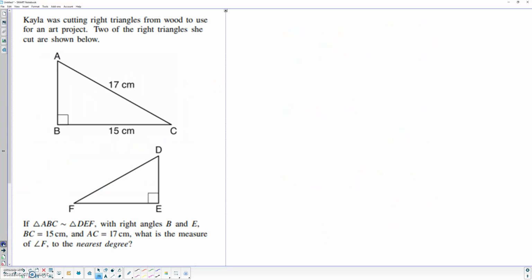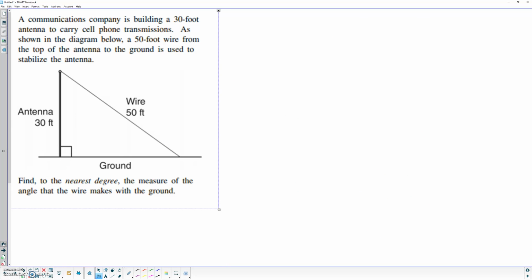Okay, so third example is a word problem. So it says a communications company is building a 30-foot antenna to carry cell phone transmissions. As shown in the diagram below, a 50-foot wire from the top of the antenna to the ground is used to stabilize the antenna. Find to the nearest degree the measure of the angle that the wire makes with the ground. Okay, so here's the angle that the wire makes with the ground. So we're going to call that theta.